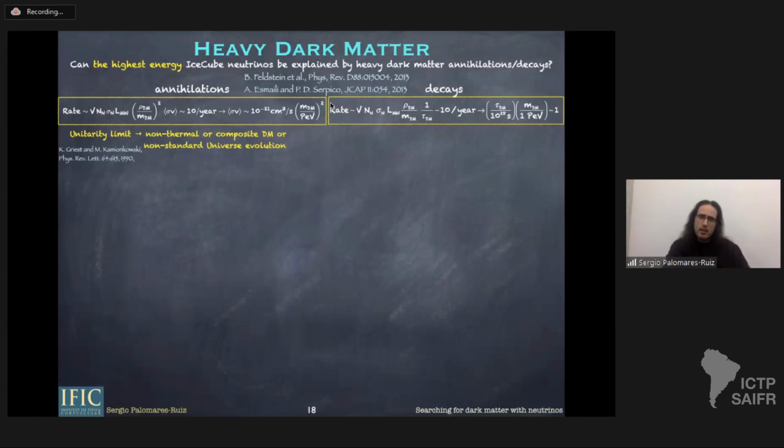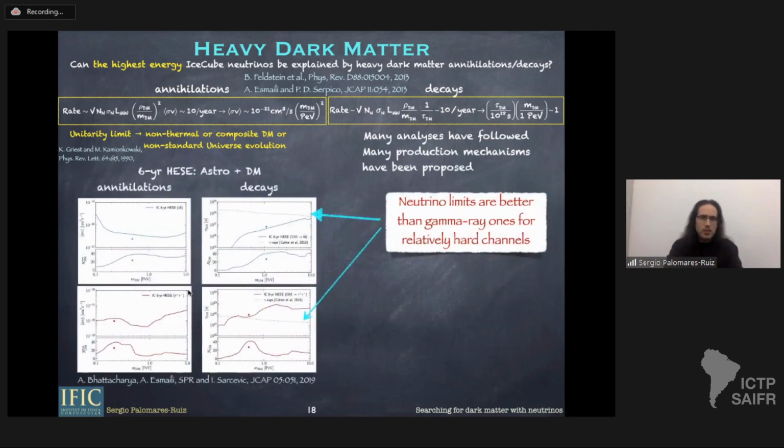This has got some interest in the community, and there have been many analyses following the first ones, and many production mechanisms have been proposed to explain how to produce this very heavy dark matter in the early universe. As an example, I'll show you an analysis I did with some collaborators on the 6-year HESE data. HESE is high energy starting events, contained events in the IceCube data. We consider astrophysical flux and dark matter flux. We did the bands for annihilations and decays, but let me concentrate on decays.